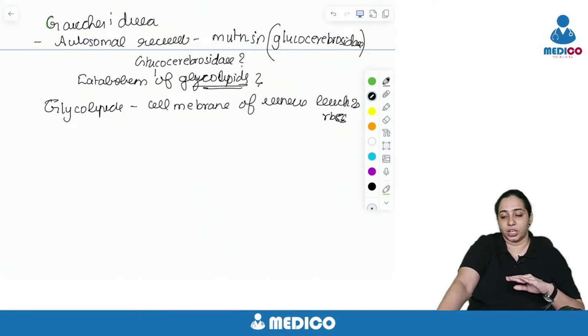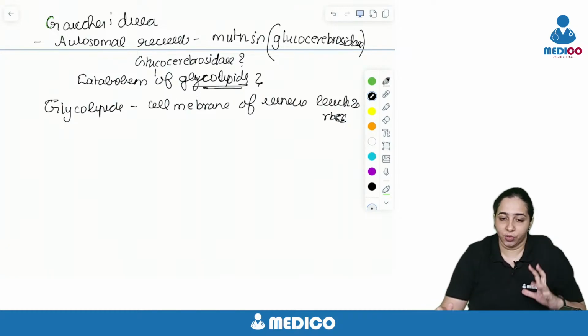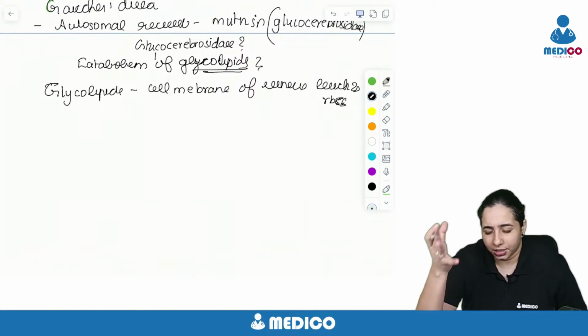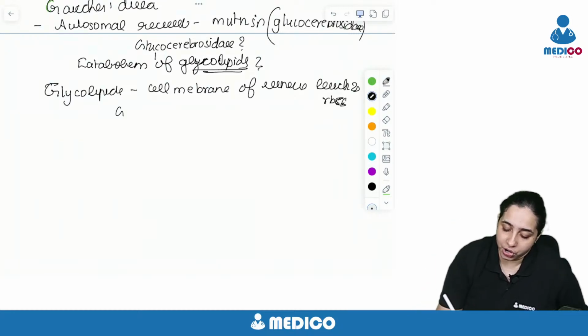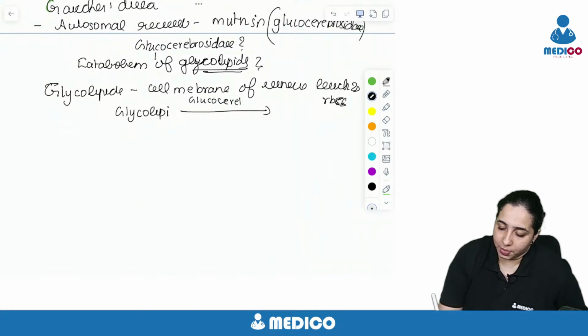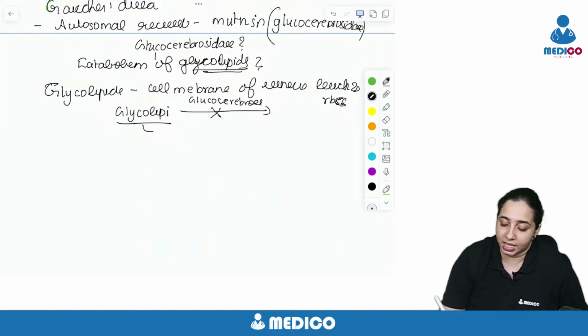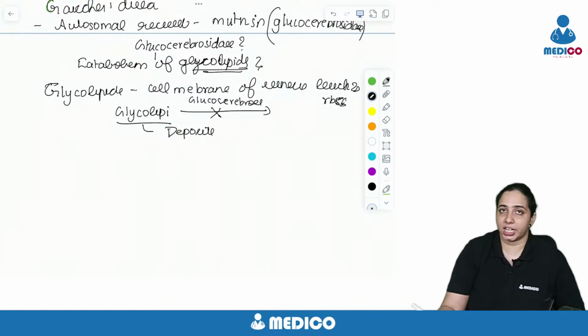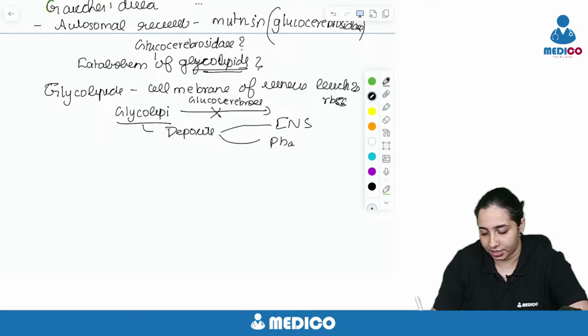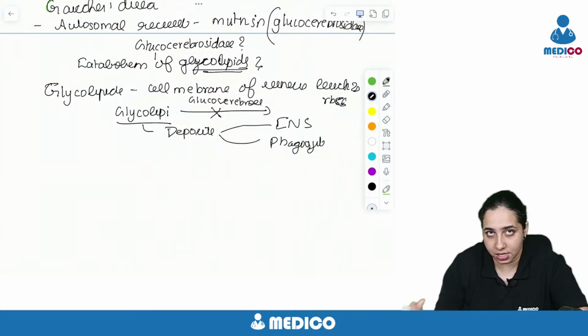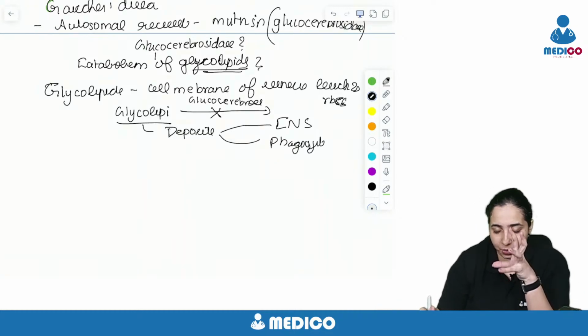So in Gaucher's disease, you have the deficiency of glucocerebrosidase, and here there is a defect in the glycolipid breakdown. This glycolipid is coming from the cell membrane of senescent leukocytes and RBCs, and the glucocerebrosidase enzyme is not acting. So these glycolipids get deposited. Where are they getting deposited? They can get deposited in the central nervous system or in the phagocytes, so the glucocerebroside is deposited in the phagocytes and in the central nervous system.